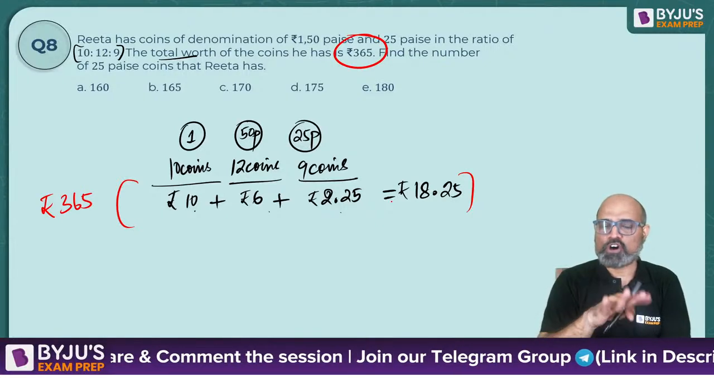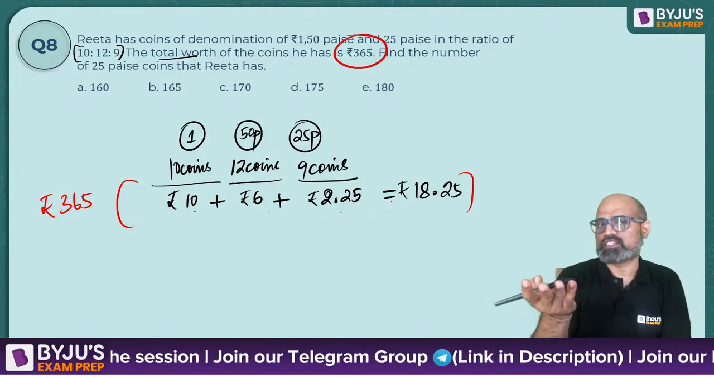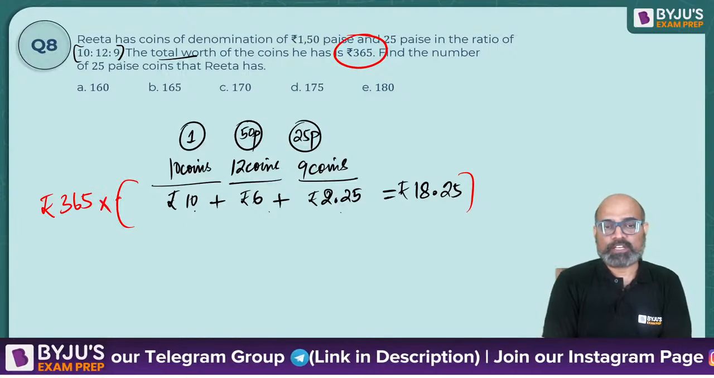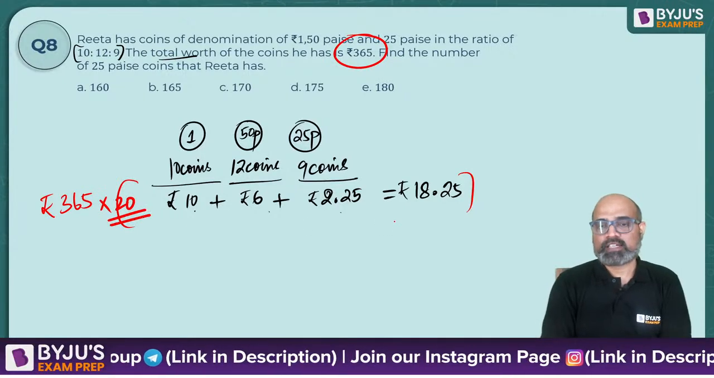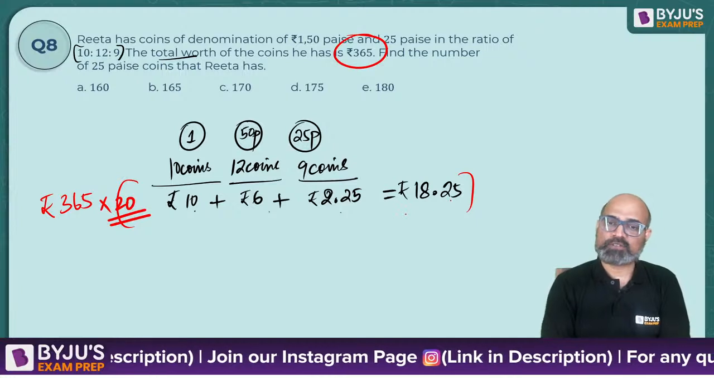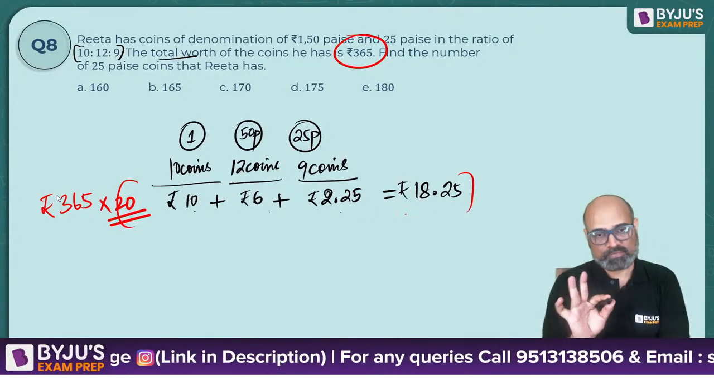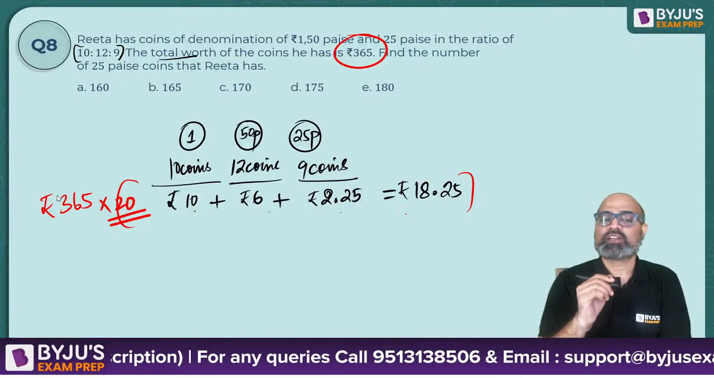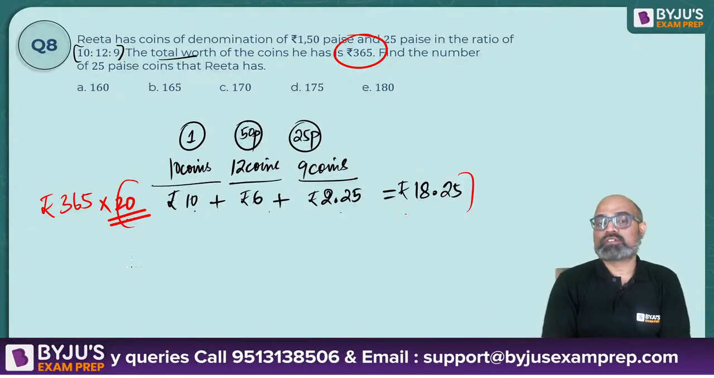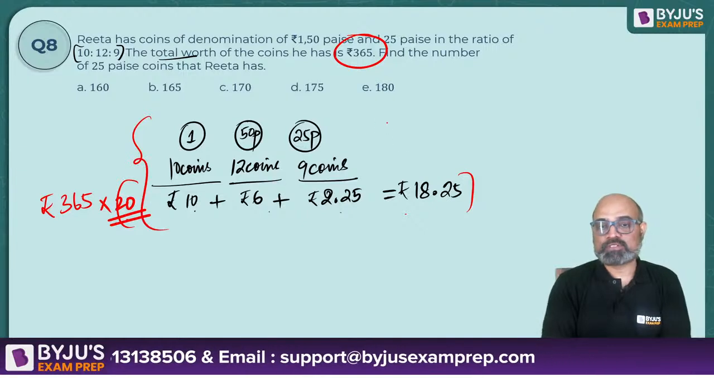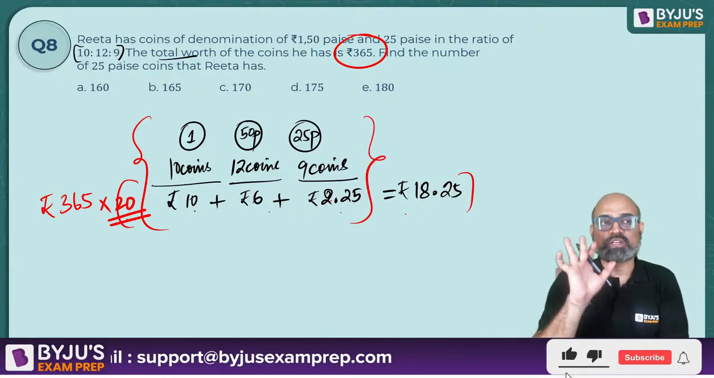18.25 into how much do you think should result in 365? It will be 20 times. 18 into 20 is 360. 0.25 into 20 is 5. Right? Okay. So if this is 20 times, it means everything is 20 times. हर चीज 20 times हो गया.